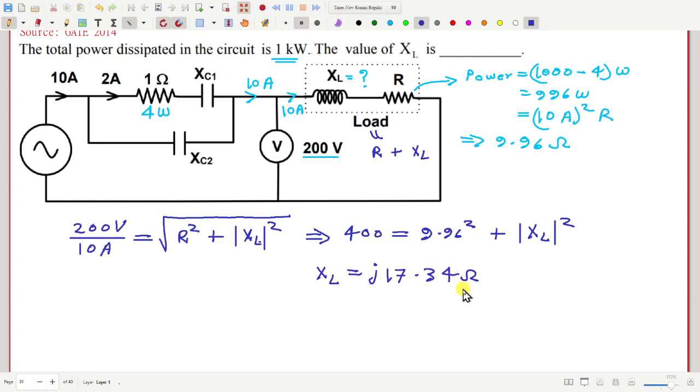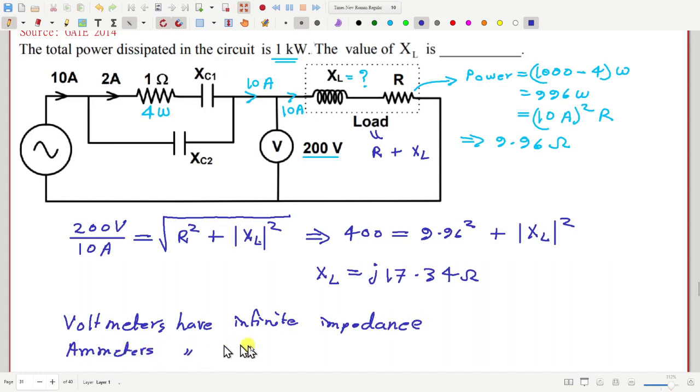Sir, in this question, how did we get that 10 ampere? Which 10 ampere? This one? Yes, sir. Yeah, because voltmeters are not supposed to pass any current through them. They are supposed to have infinite impedance. So voltmeters ideally have infinite impedance, and ammeters have zero impedance.